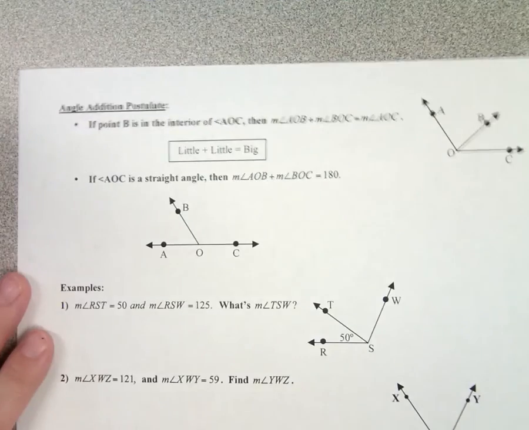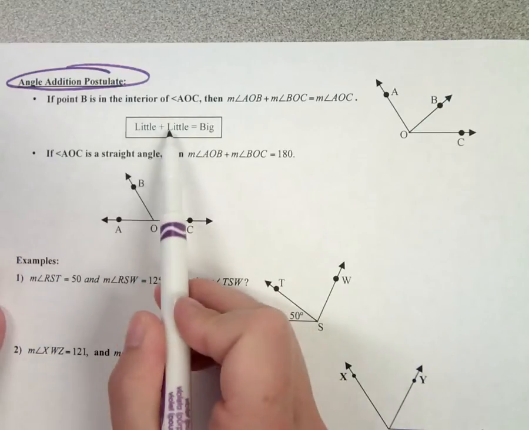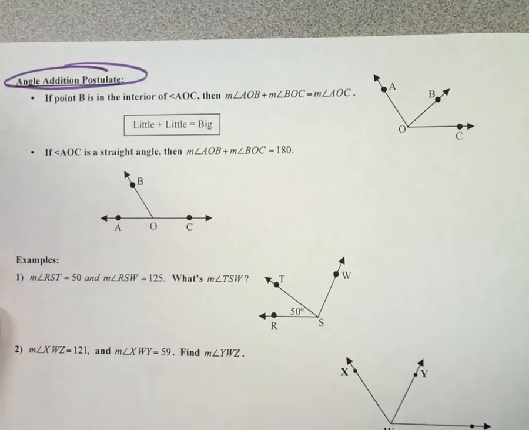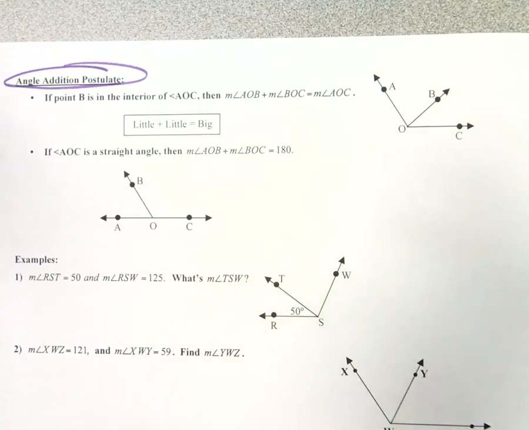Okay. The next thing on our list is the angle addition postulate. Little plus little equals big. We saw that the other day, but with segments instead. So let me show you what I mean.